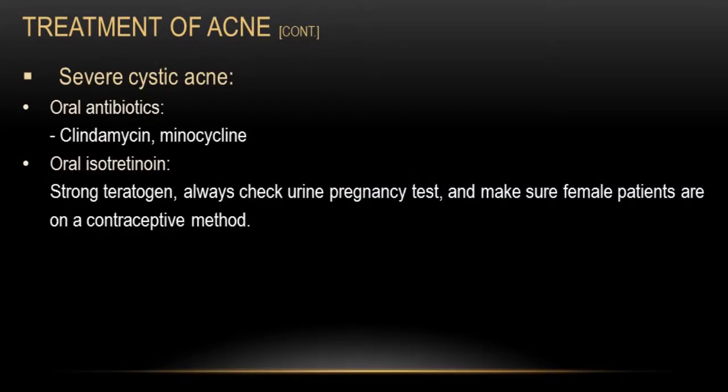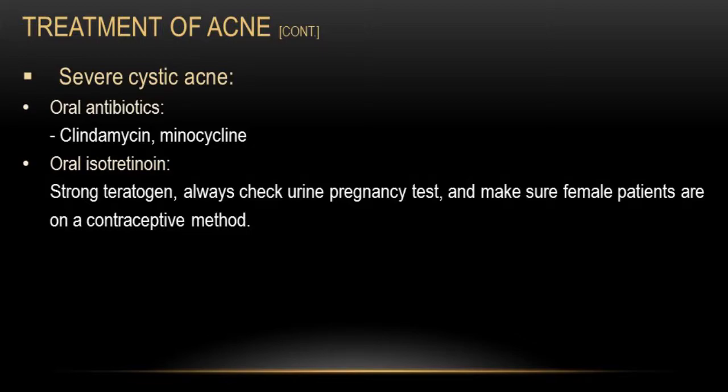In severe cases, here you need to use systemic antibiotics. Clindamycin, minocycline, doxycycline, azithromycin can be also used. And you can use oral isotretinoin, Accutane. That's a strong teratogen. Don't forget, always check urine pregnancy test and make sure female patients are on a reliable contraceptive method.